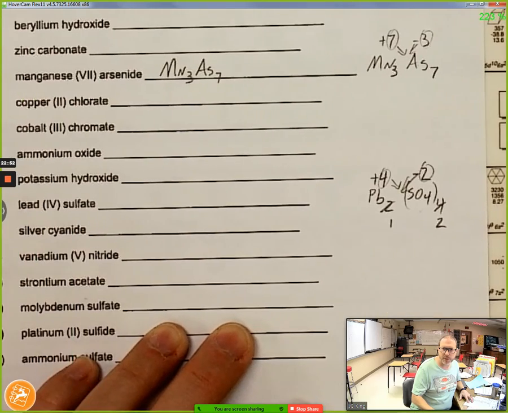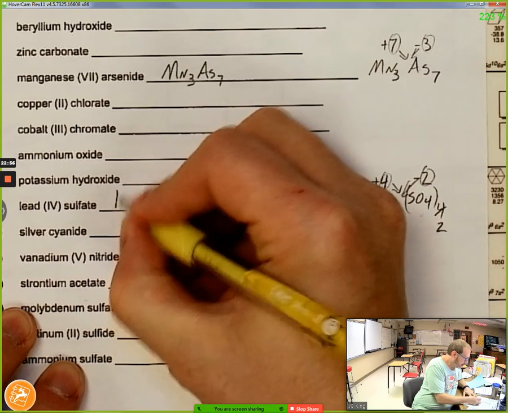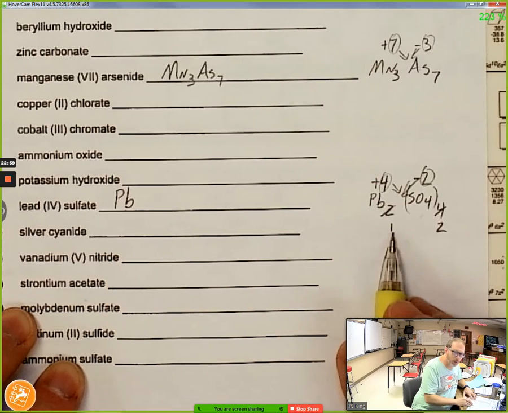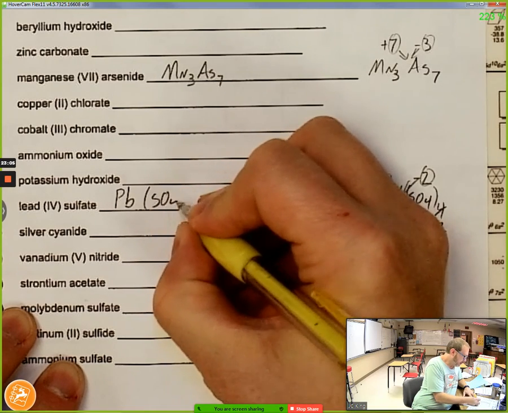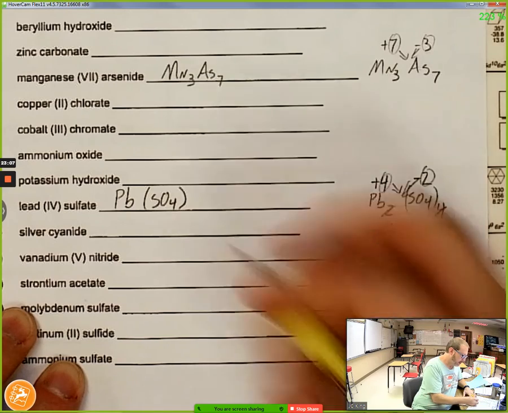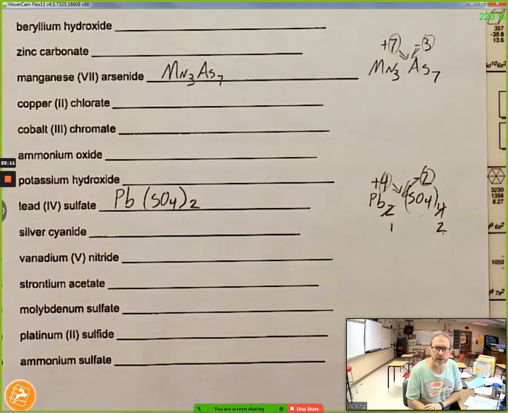So I'll come over here to my blank, and I'm just going to write Pb. I don't have to put the 1 because if there's not a number there, it's an understood 1. And SO4 in parentheses, I'm going to have 2 of those. So it'll be Pb(SO4)2.